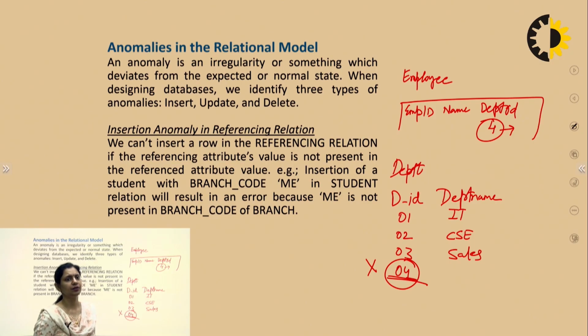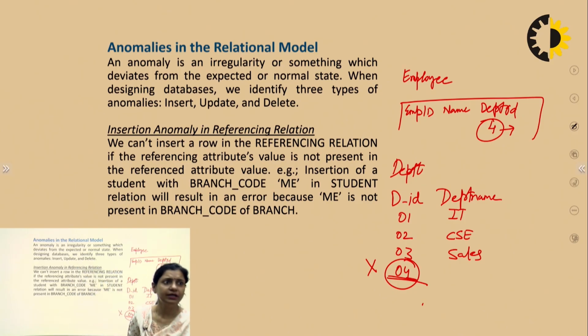In the insertion anomaly, in case we do not have any value in the referenced table, we will not be able to add or insert that value in the referencing table. If we read the statement here, it says we can't insert a row in the referencing relation if the referencing attribute value is not present in the referenced attribute. So this is the referencing table, this is the reference table, and because 04 is not present here, we cannot insert any record in this table.